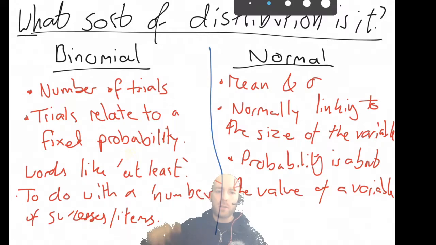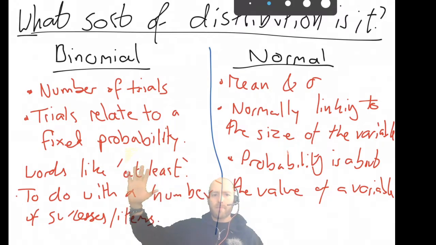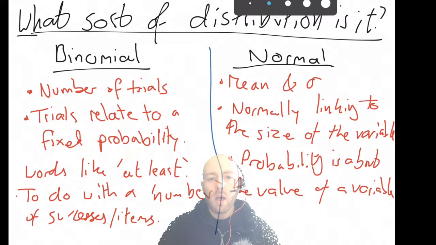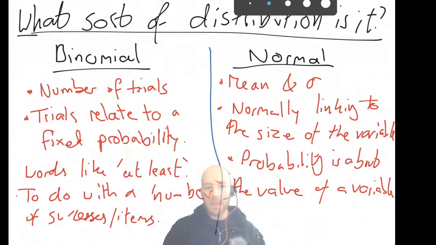So our binomial distribution is always to do with the number of trials, and the trials relate to a probability. You'll have a sample size and a probability of success, and the samples will either be successes or fails. But it's always with a number of things. It could be number of cars, number of people, number of light bulbs, number of anything.